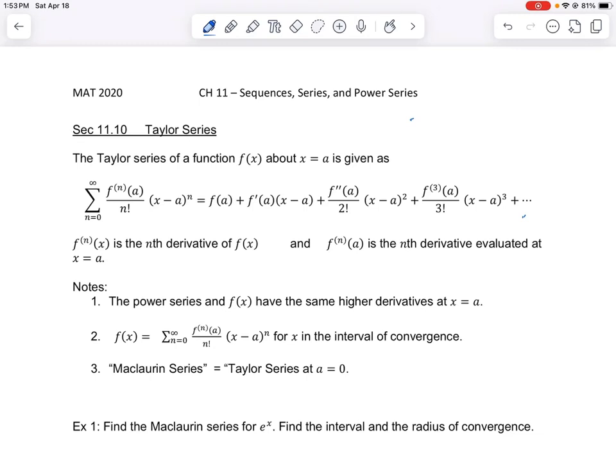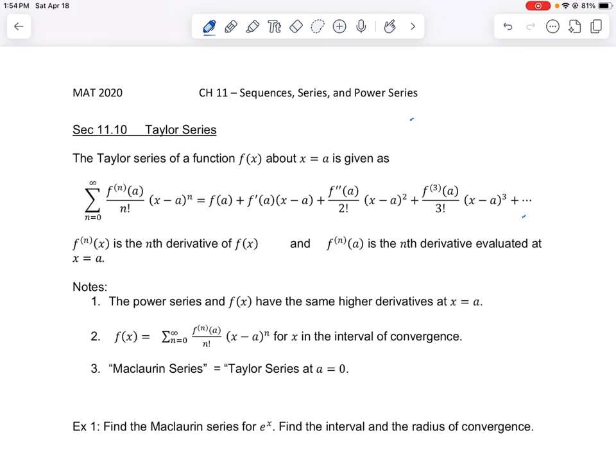Section 11.10 Taylor series. This is the last section we will cover from chapter 11. Now the Taylor series is actually a power series, and we write it like this. So this power series uses derivatives. It is expected that the function f is differentiable, has all the derivatives up to whatever power of the derivative we can take.